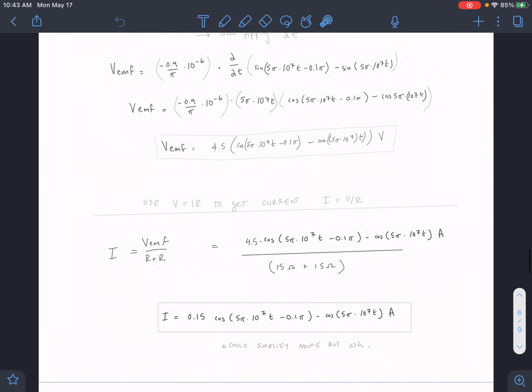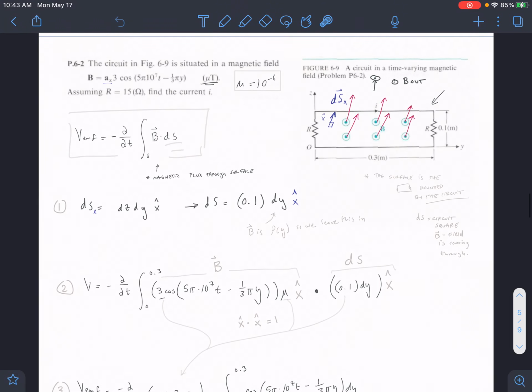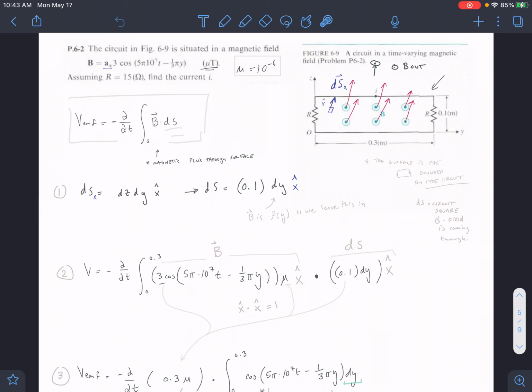So just to reiterate for this one, the difference that we see in this problem compared to our other problems is that this loop is staying in one place and the B field is what is fluctuating. So we're integrating our B field through the surface of the circuit with the bounds for the surface, and then we're taking the derivative with respect to time.